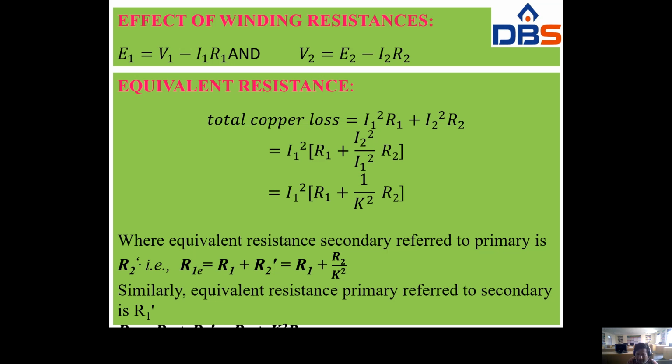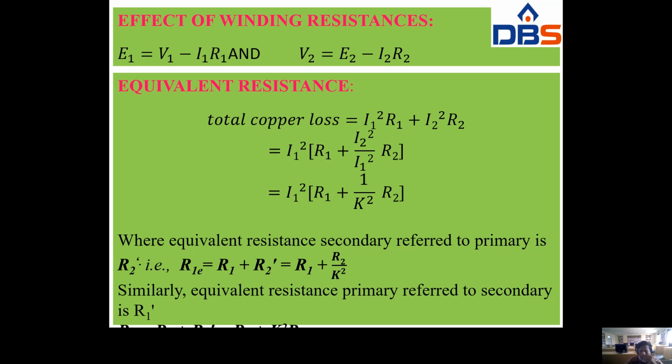Now equivalent resistance: the total copper losses is primary winding copper losses plus secondary winding copper losses, that is I1 square R1 plus I2 square R2. From that, I1 square is taken as common: R1 plus I2 square by I1 square R2. But I2 by I1 is nothing but 1 by K, so I1 square into R1 plus 1 by K square into R2, where the equivalent resistance in the secondary referred to the primary is R1 plus R2.